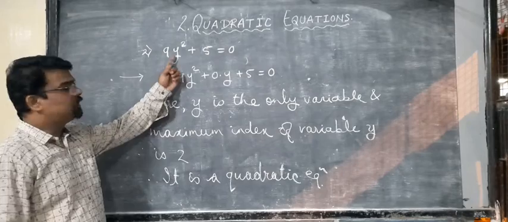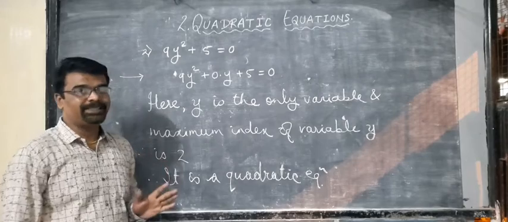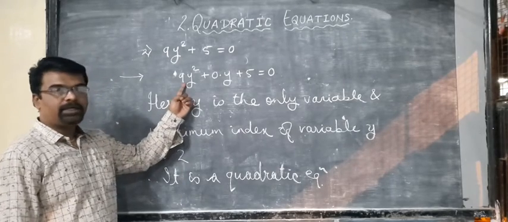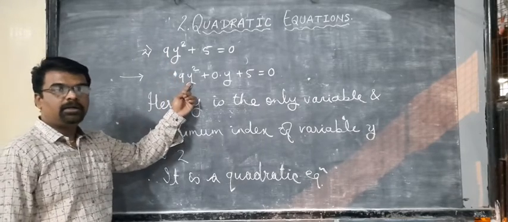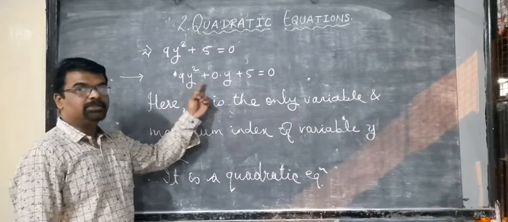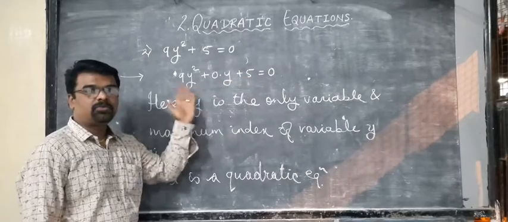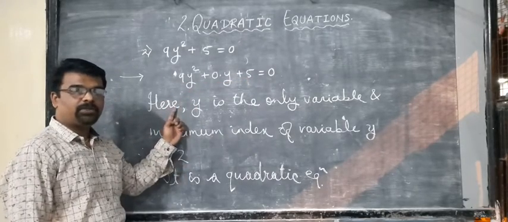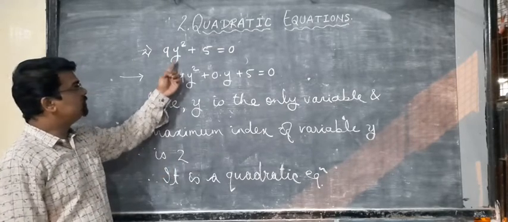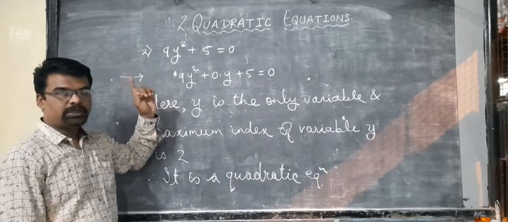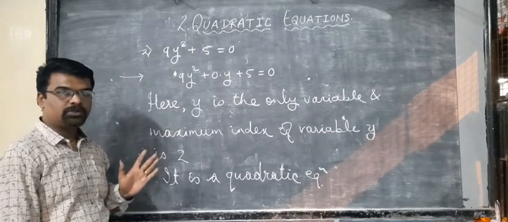Here the given equation was 9y square plus 5 is equal to 0. One term was missing here, so first I have written the given equation in general form. Now, without writing this general form also, we can identify whether the given equation is quadratic or not. First of all, we have to see whether only one variable is used in the given equation and whether the maximum index of that variable is 2 or not.